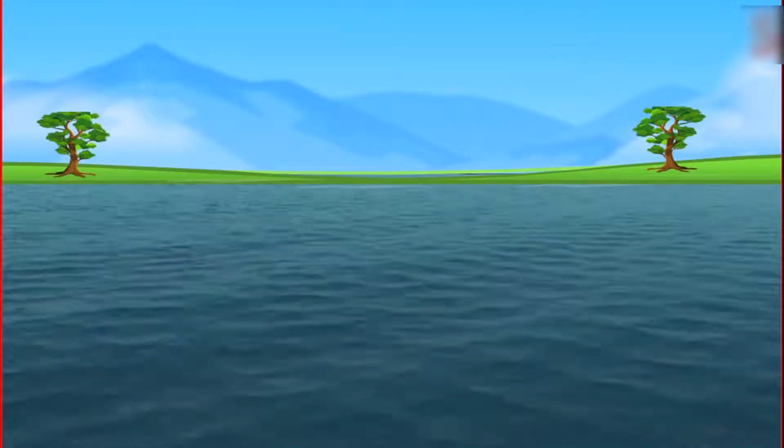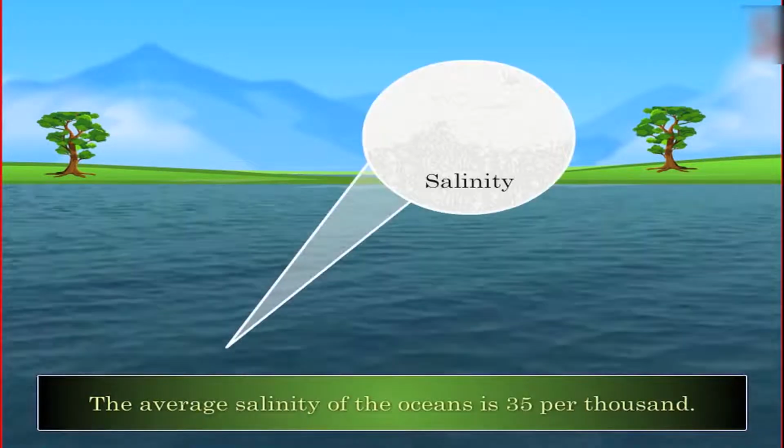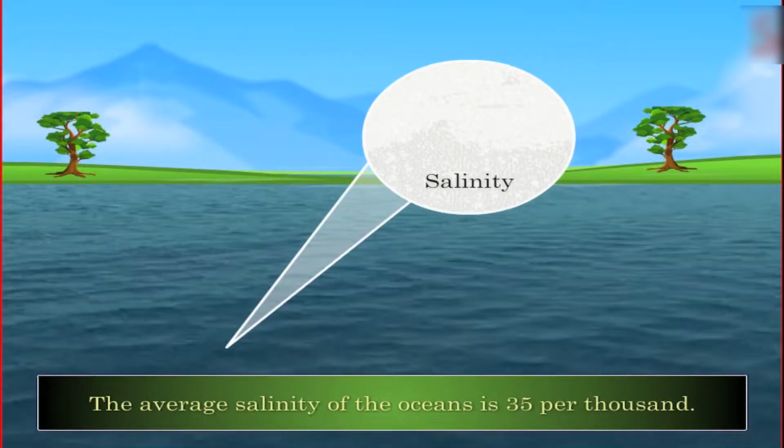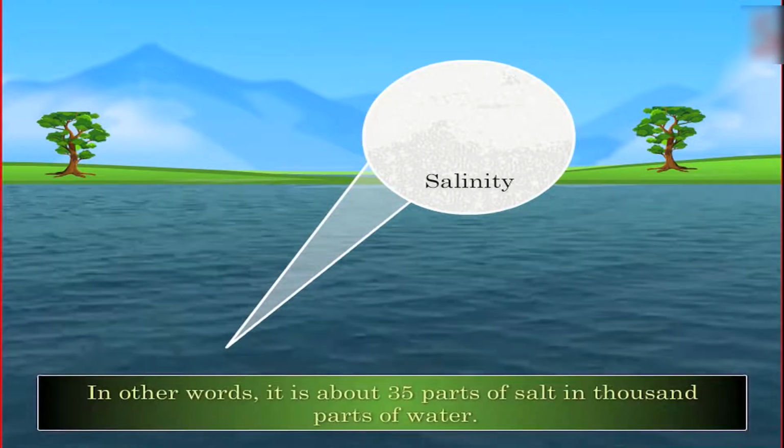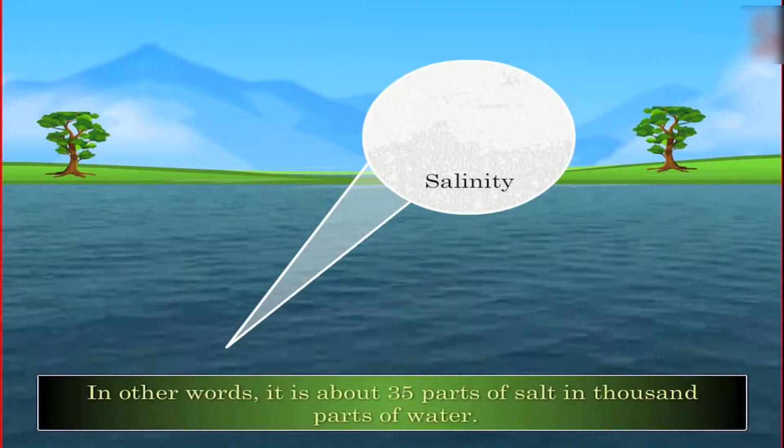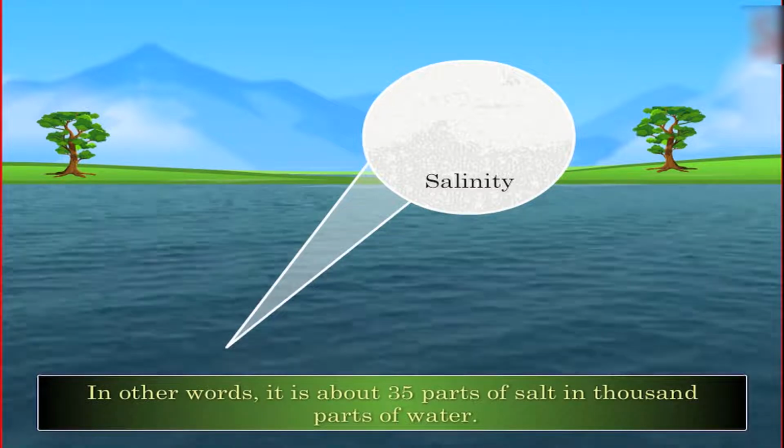Can you guess what the average salinity of oceans would be? The average salinity of the oceans is 35 per 1000. In other words, it is about 35 parts of salt in 1000 parts of water.